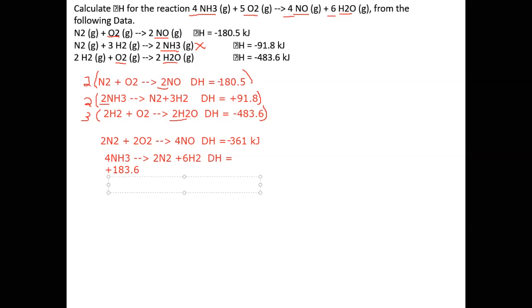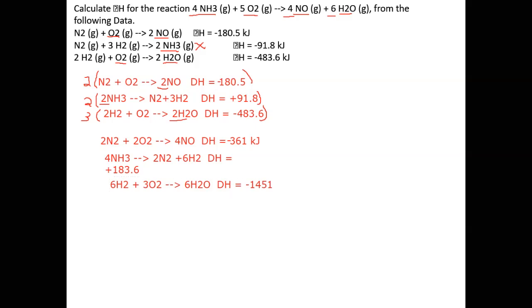Now the third equation we multiply by 3, 6H2 plus 3O2 yields 6H2O. Delta H is also multiplied by 3. It would be negative 1450. So now we have the right coefficients.